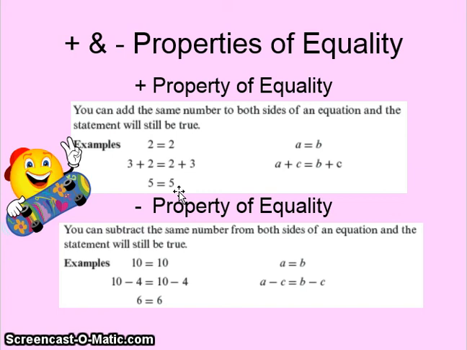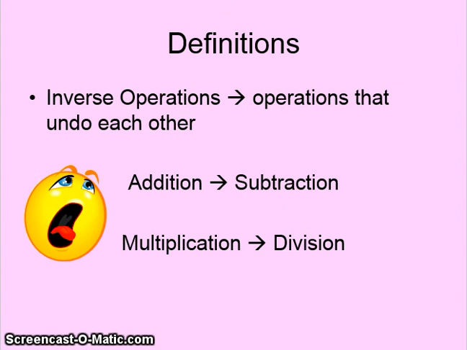The subtraction property of equality says the same thing except with subtraction. You can subtract the same number from both sides of an equation and the statement will still be true. So here we have 10 equals 10. That's a true statement. If we subtract the same number, 4, from both sides of the equal sign, we get 6 equals 6, which is another true statement. So as long as you're subtracting or adding the same thing to both sides of the equal sign, you still have a true statement. And we're going to use that to solve some equations.